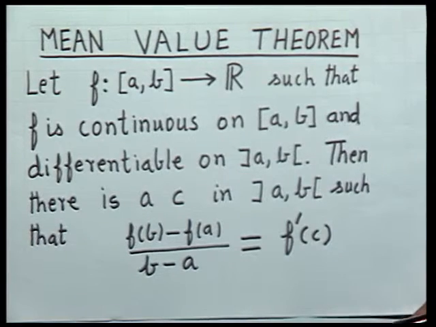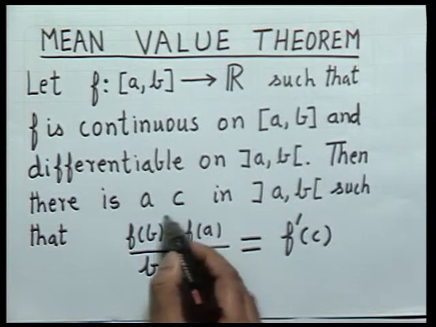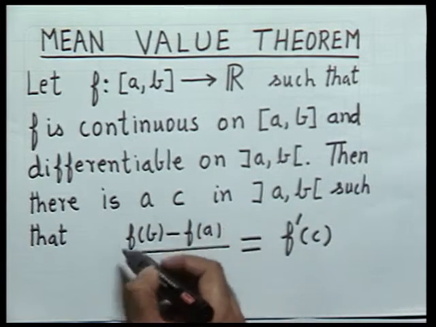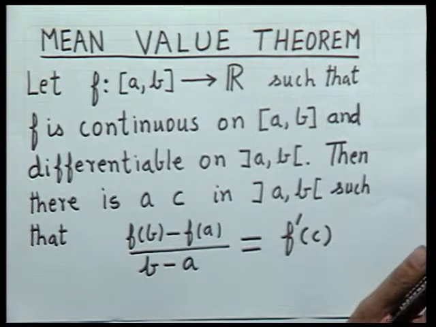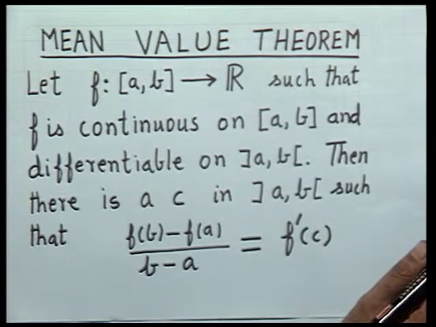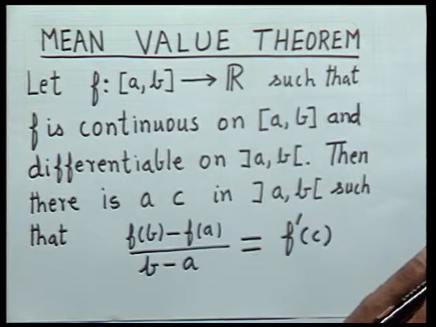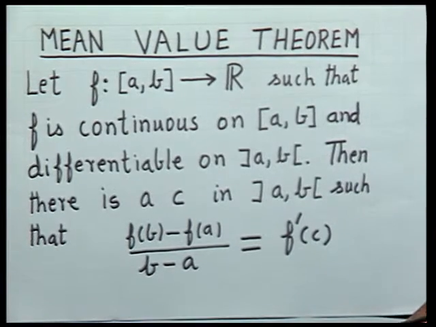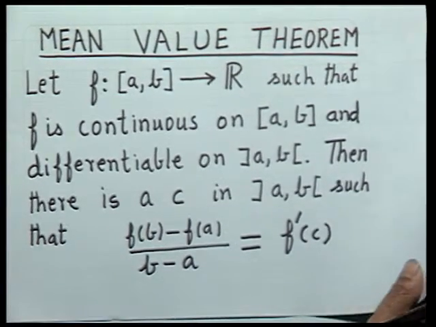Why is it called the mean value theorem? Well, this expression on the left hand side is actually the mean value of the function in the interval a, b, and what it tells you is that the mean value of the function in that interval is really equal to the derivative of the function at some point in the open interval a, b. What is a geometrical interpretation of this theorem? Let us take a look at that.